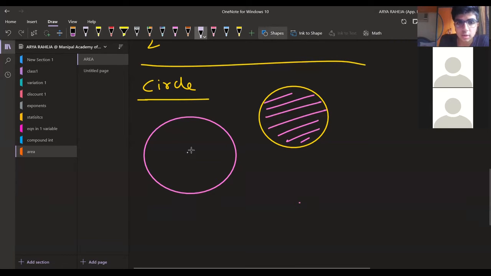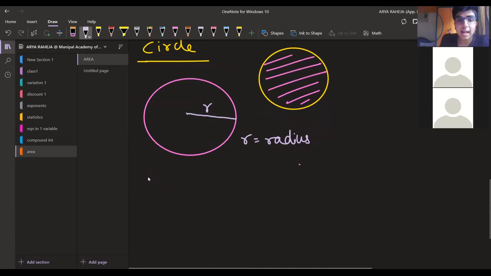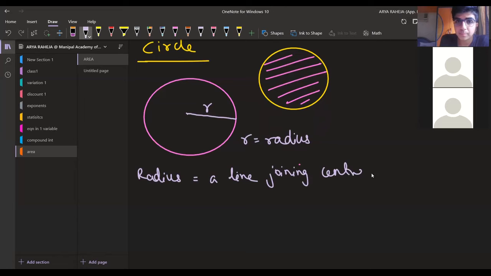So I'll draw it. So from here, if it's a straight line touching the edge, this is denoted as R. Okay, R is equal to radius. Radius is what? Basically, radius is a line. Okay, let me write it only. Radius is a line joining the center of the circle to any point on the edge.